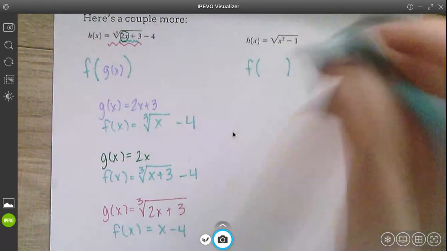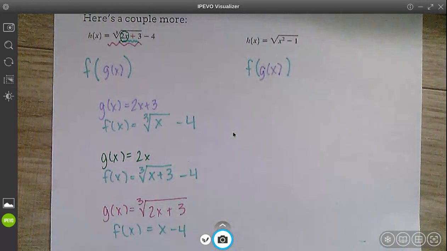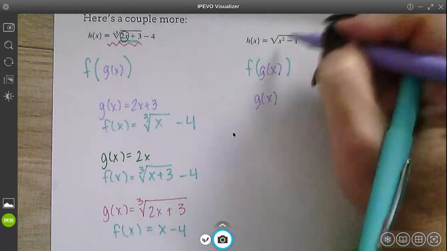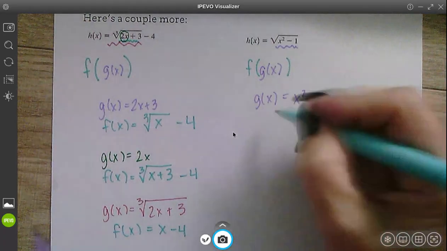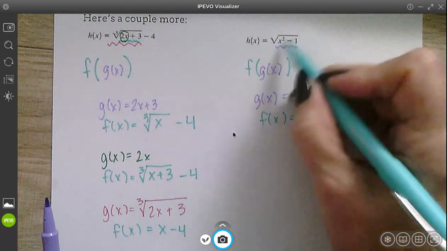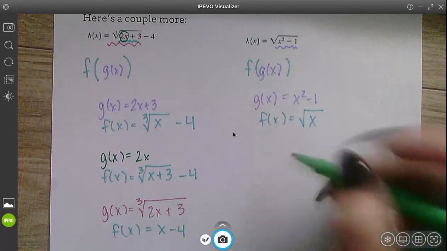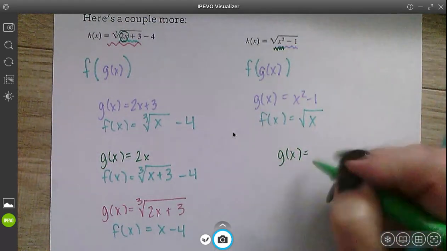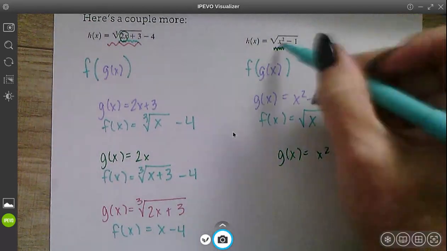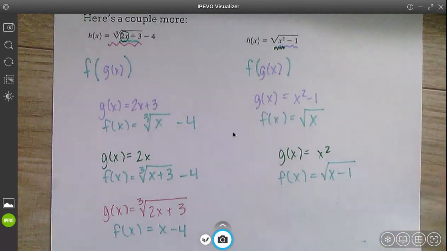Let's try this one. F of g of x. If I made g of x x squared minus 1, then f of x would be, replace x squared minus 1 with just x, would just be square root of x. But if instead I made g of x x squared, then when I take x squared out and replace it with x, f of x would be square root of x minus 1. So there's lots of different possibilities.